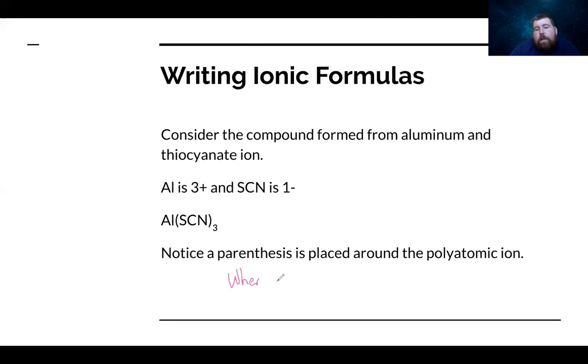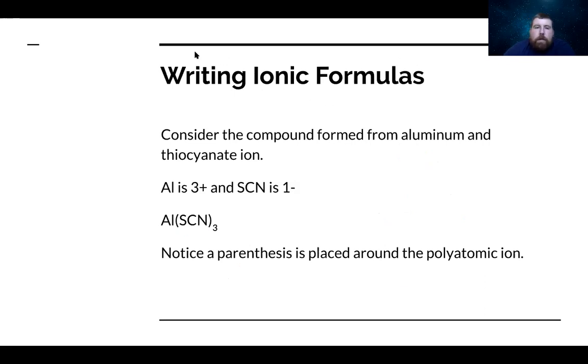When there's more than one. Basically it's just saying there are 3 little subunits here, 3 SCNs that each have a 1 minus charge. So it's kind of like an SCN up here, 1 minus, SCN over here, 1 minus, and SCN over here, 1 minus. Notice here that the sum of the negative charges is going to cancel out with the +3 charge down below. All right, awesome.